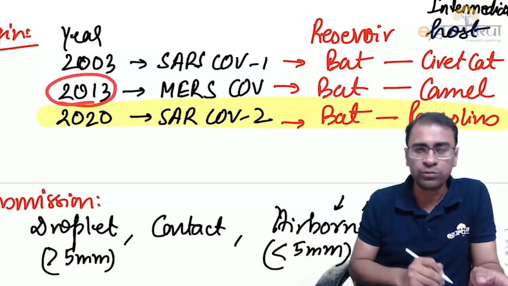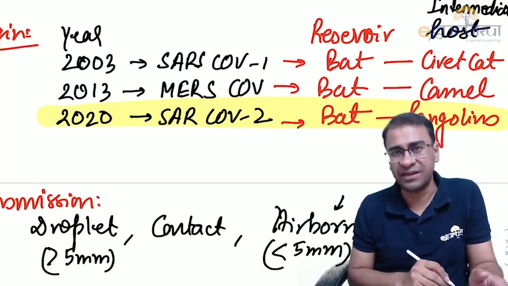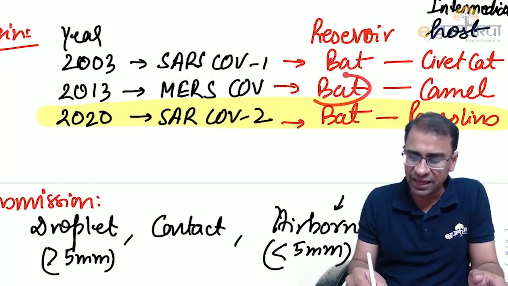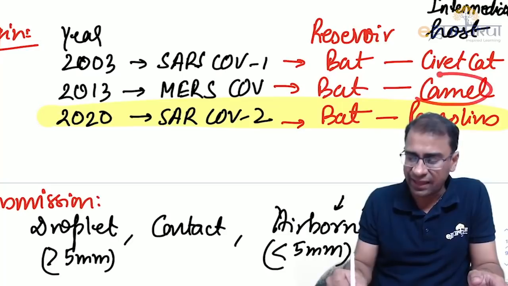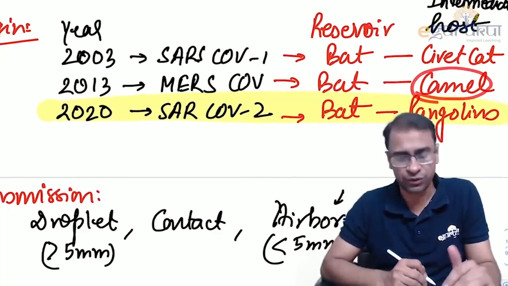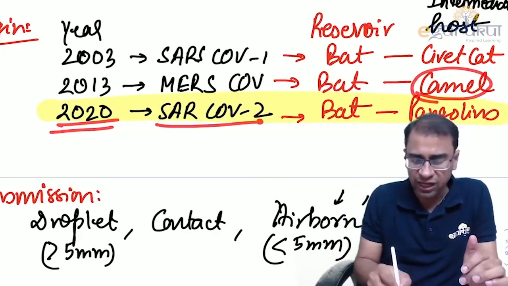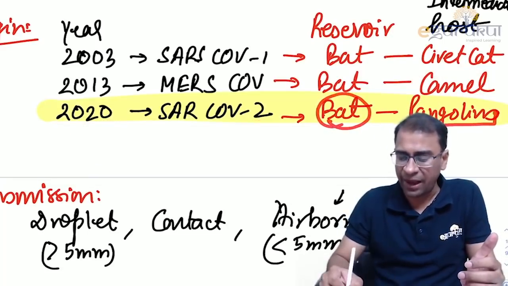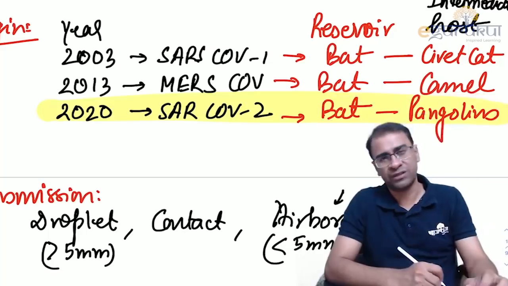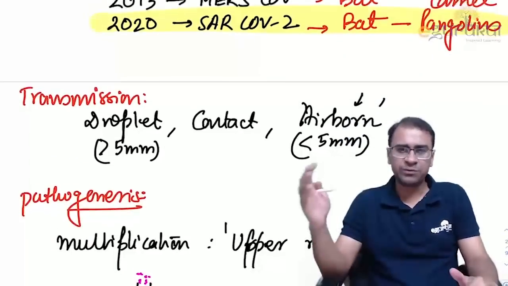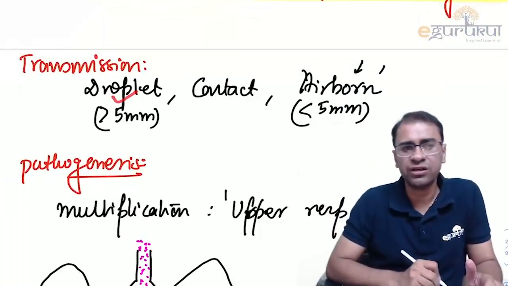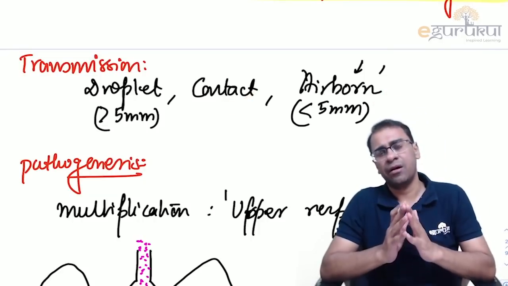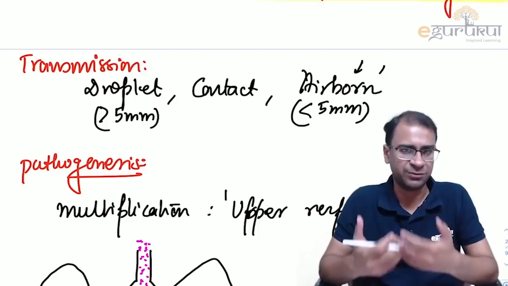In 2013, there was also MERS-CoV, MERS being Middle East Respiratory Syndrome, which again has a reservoir of bat, and the camel was thought to be the intermediate host. While in 2020, SARS-CoV-2 came, the deadly virus, which again has a reservoir of bat, and pangolins are believed to be the intermediate host. Transmission, you all know, is by droplet infection, by contact, and by airborne spread, and these are the three main ways this virus can transmit.